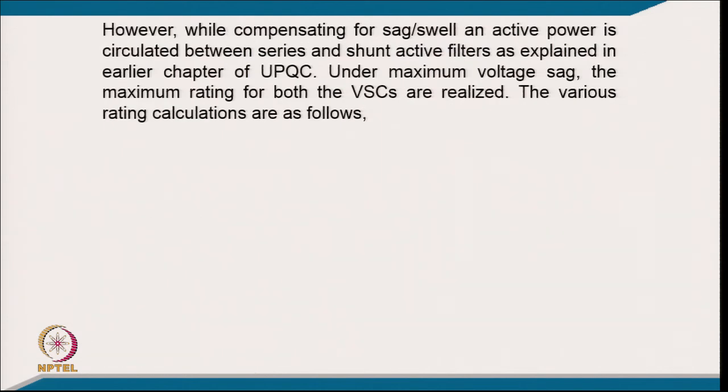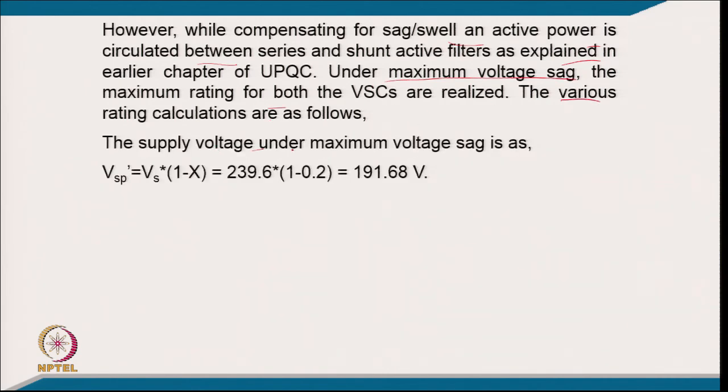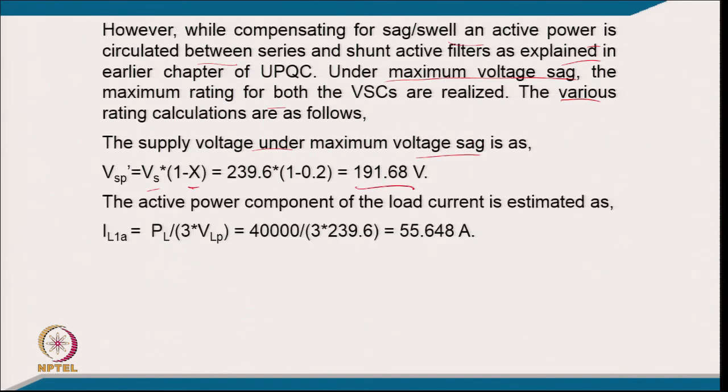However, while compensating for voltage sag and swell, active power is circulated between the series and shunt filter, and under maximum voltage sag, the maximum rating of both VSCs is to be realized. Various rating calculations are here. The supply voltage under maximum voltage sag will be V into 1 minus x; putting in the value, it comes to 191.68 volt, and the active power component of load current is estimated as PL upon 3; putting in the value, it comes to 55.648.